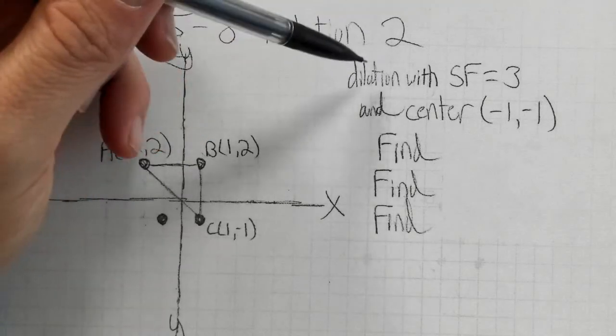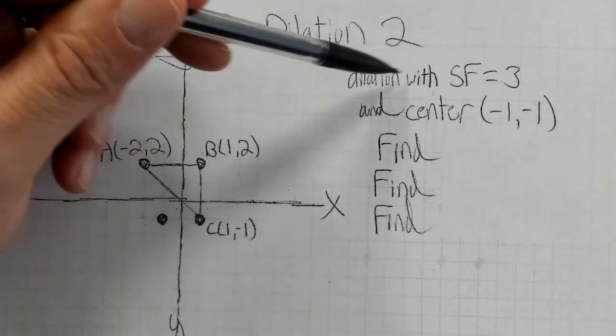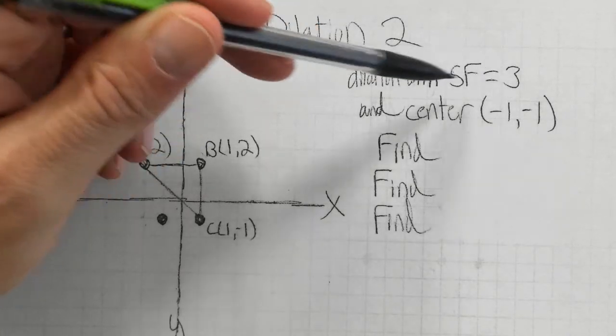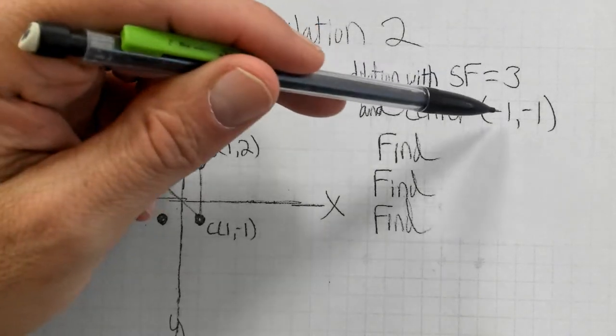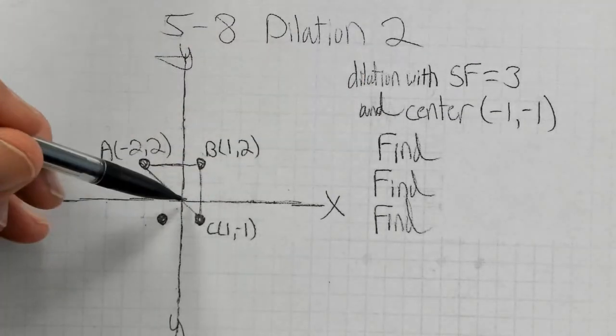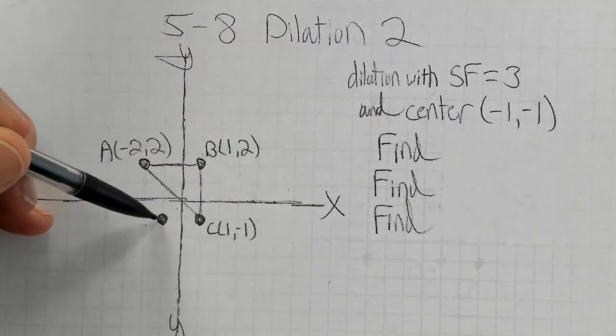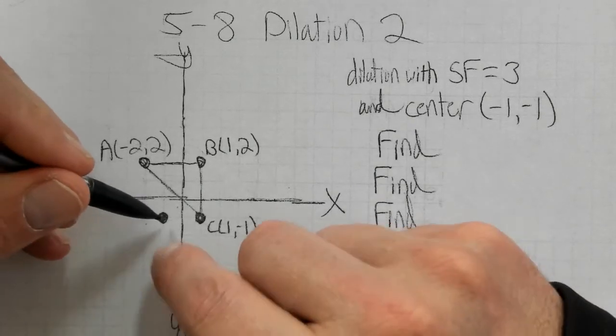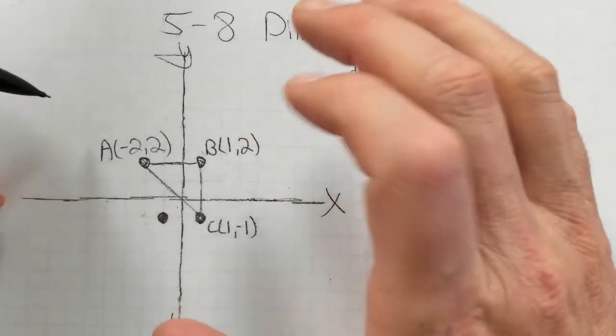So we want to do a dilation. Here's my triangle, a dilation with a scale factor of 3, so the new triangle is going to be 3 times as big, but my center is going to be -1, -1. So the first thing you need to do is locate your center. Okay, so -1, -1 is my center of dilation.